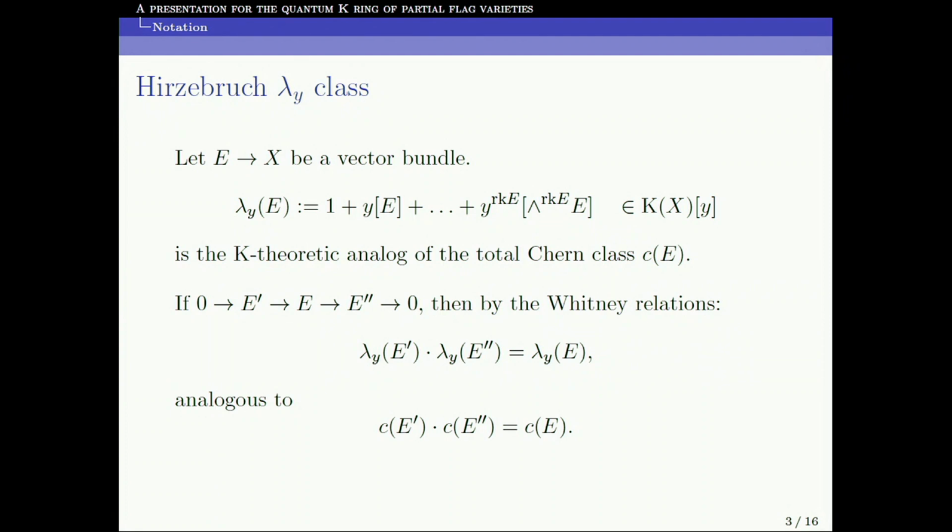And you can also think of the lambda y class as 1 plus y times the first elementary symmetric polynomial in the K-theoretic Chern roots of E, plus y squared times the second elementary symmetric polynomial in the K-theoretic Chern roots of E, and so on. And if you think in this way, the Whitney relation is just saying that the K-theoretic Chern roots of E are the K-theoretic Chern roots of E' and E'' put together.